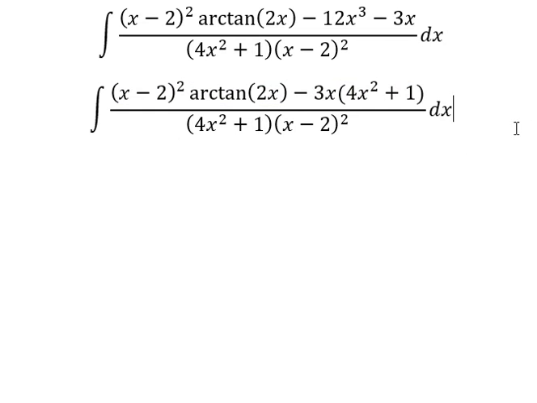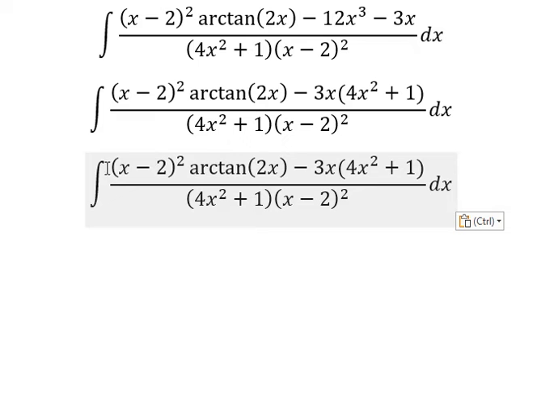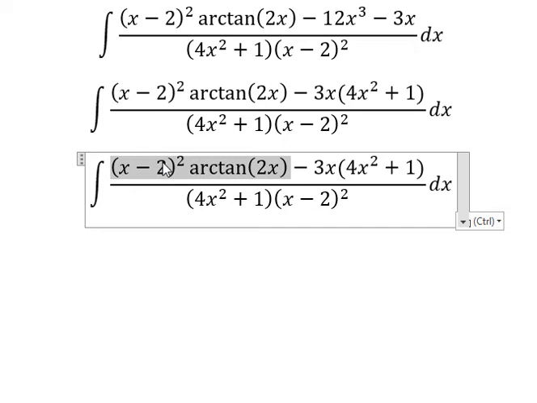Next, we have this one, and we see that we have s minus 2 to the power of 2. We divide by s minus 2 to the power of 2. We have this one, and 4s squared plus 1 divided by 4s squared plus 1. Now we have like this.